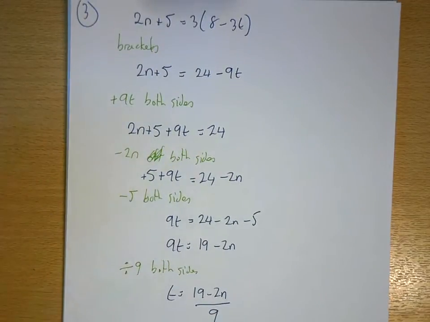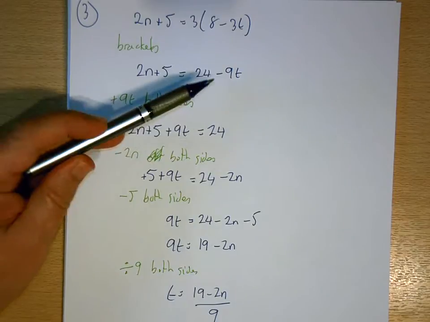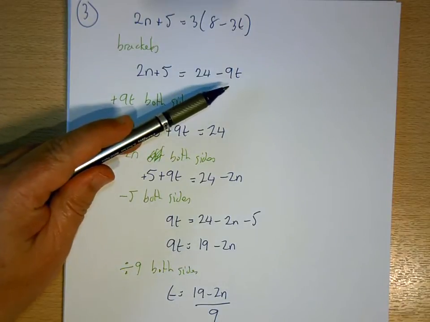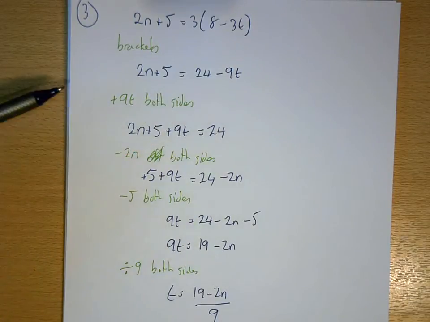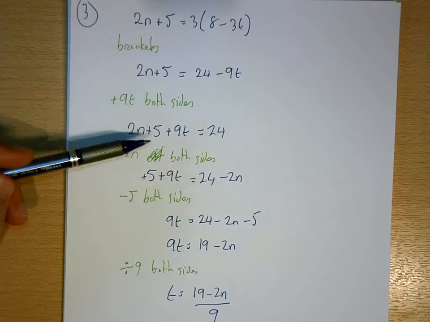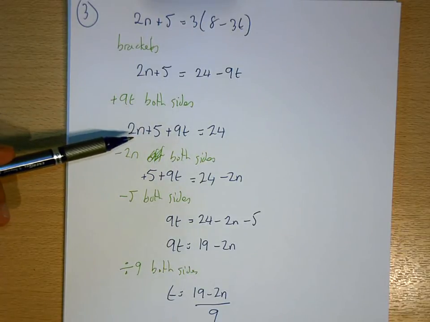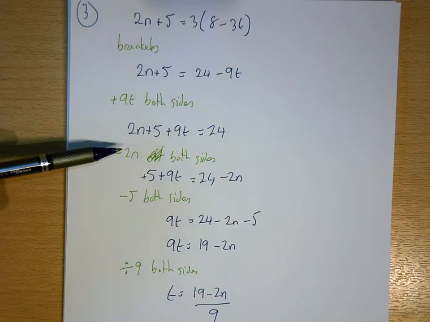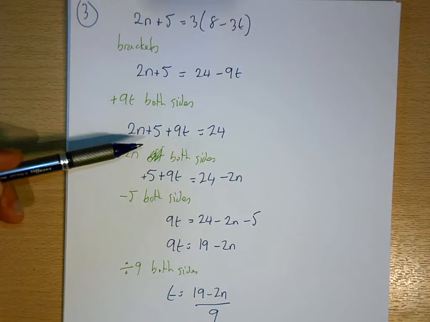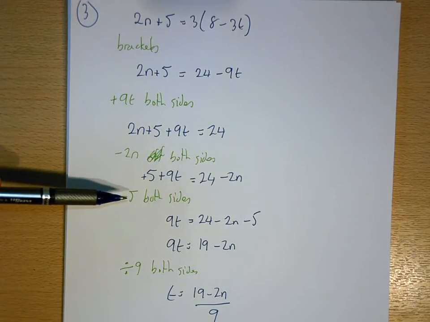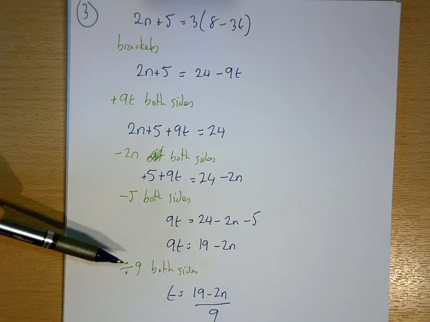So brackets, then because the subject, the t, what I want to be on its own, is negative, take it to the other side by adding 9t to both sides. Then get rid of the 2n by subtracting 2n. Then get rid of the plus 5 by subtracting 5. Then get rid of the times 9 by dividing by 9.